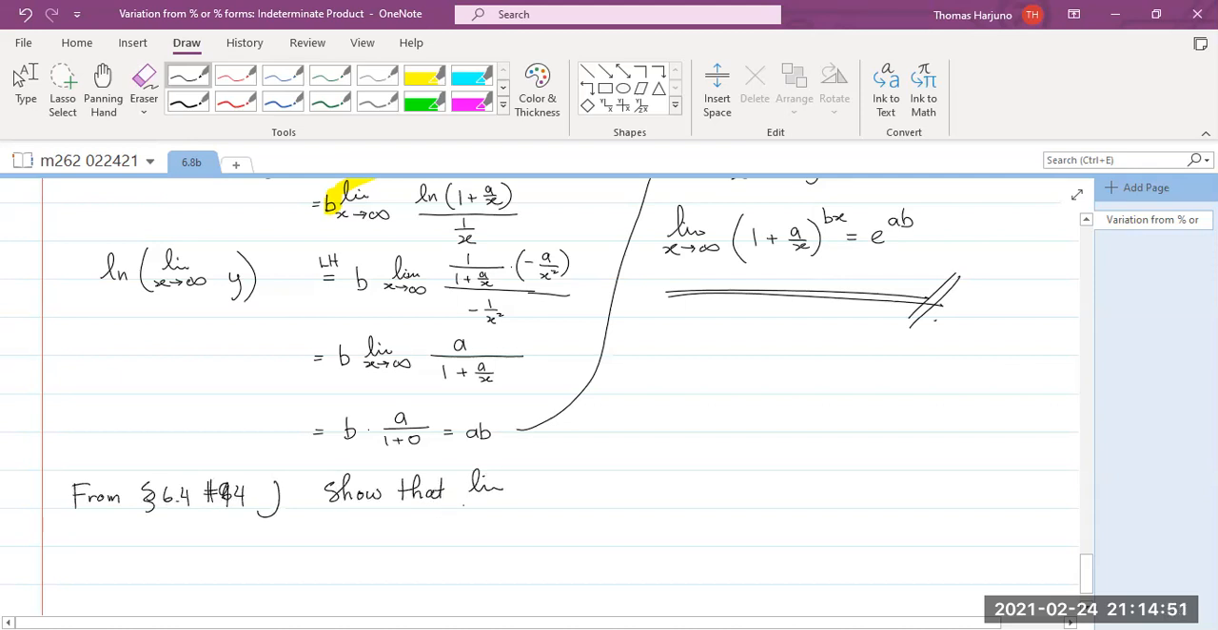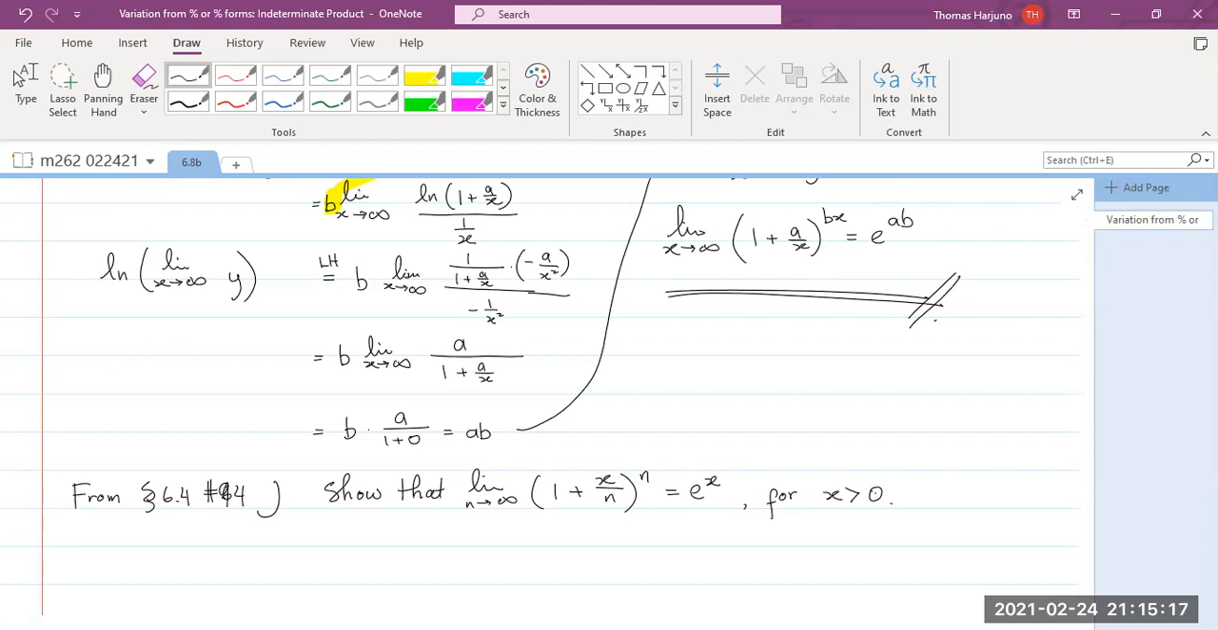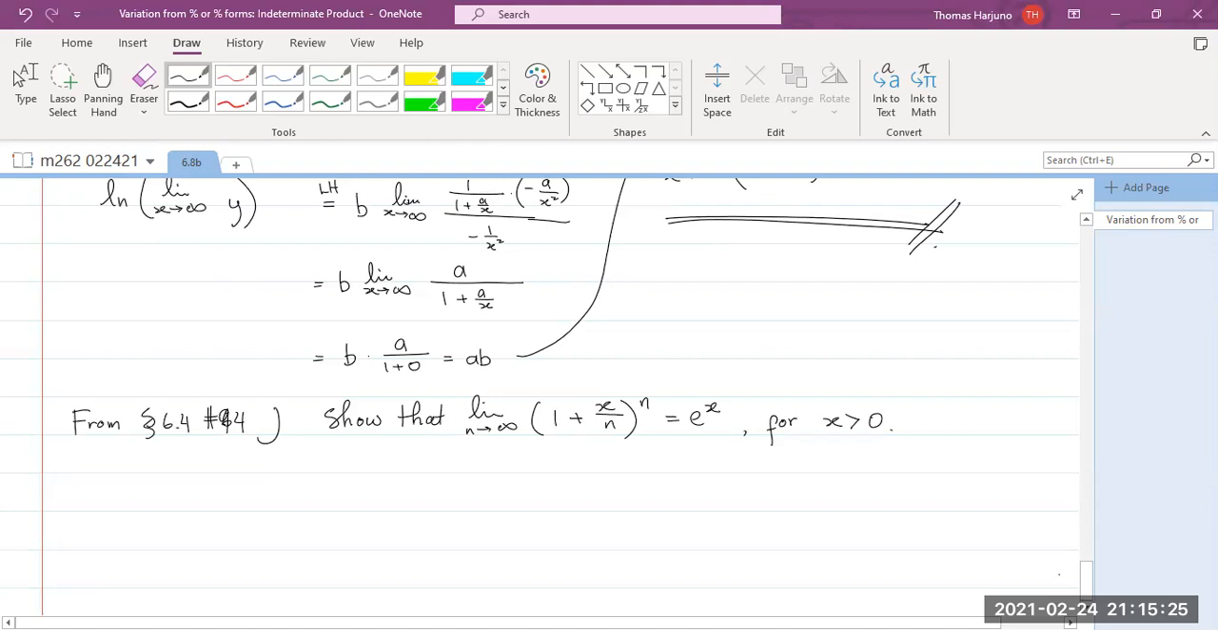Show that the limit as n goes to infinity of 1 plus x over n to the power of n is equal to e to the x for x a positive number. We did that one before. Let me change the x, let me change the x to 1. For x equal to 1, we will get the limit as n goes to infinity of 1 plus 1 over n to the n equals e to the 1, or simply e.